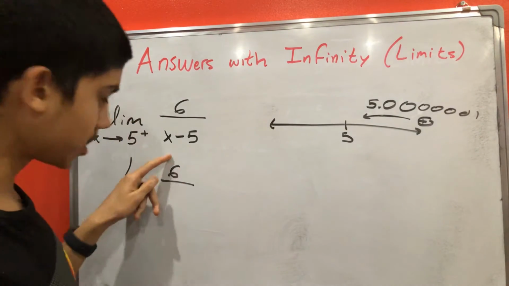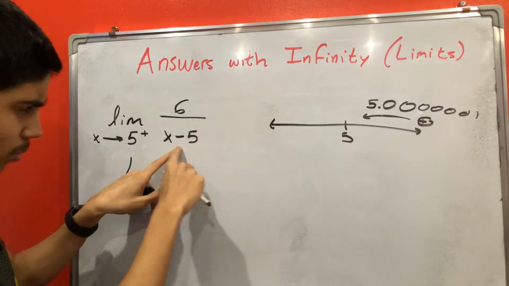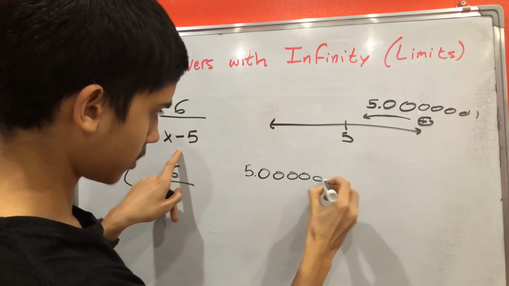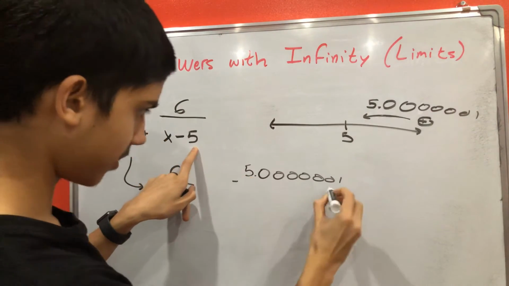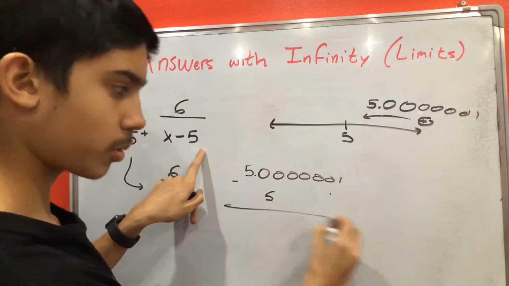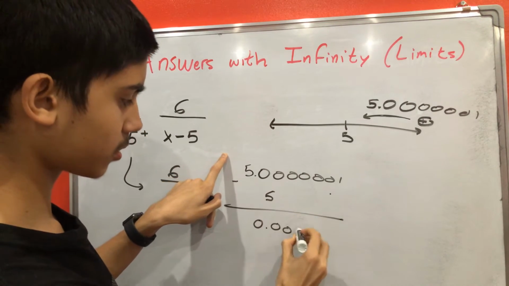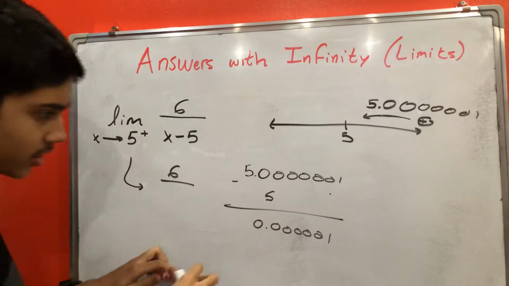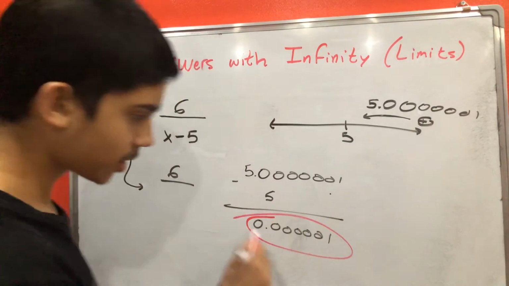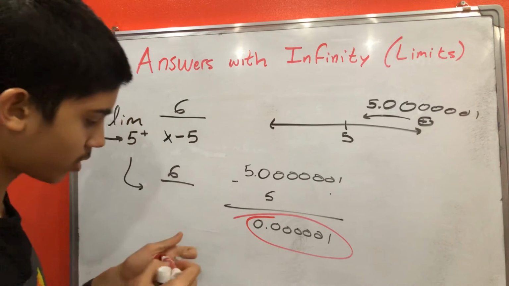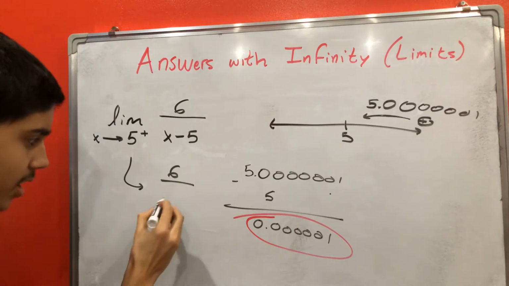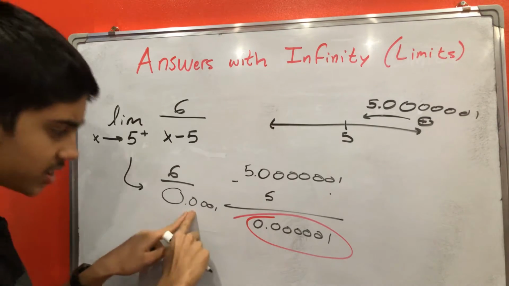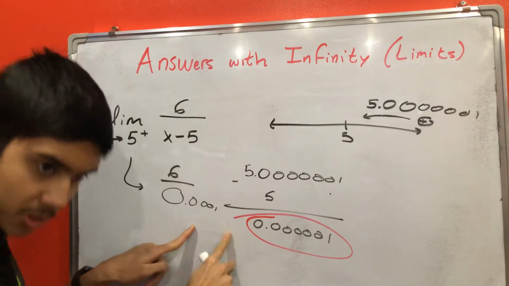So since it's always getting bigger than 5, the denominator is going to be like 5.000001 subtracted from 5. So what are we left with? 0.000001. And this number right here, the subtraction of the two, will just get even smaller and even smaller. So if we have a number like 0.001 here, it's just getting even smaller, even smaller, even smaller, right?